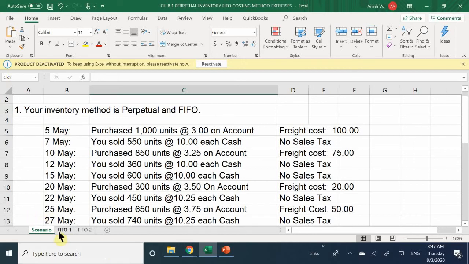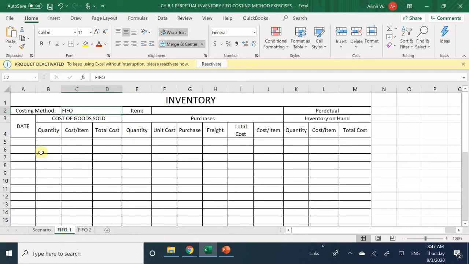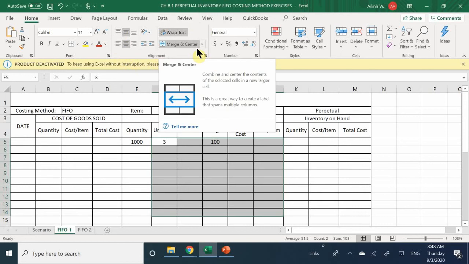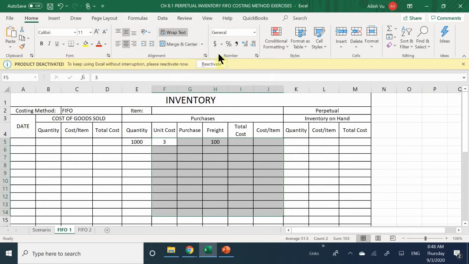Let me just go back to my worksheet here. We're going to start in the middle. So we have a quantity of 1,000, and it's for $3, and we have our freight as $100. Now we're going to calculate our total purchases. So what is my total purchases here? 3,000. Yes, we just multiply them across.